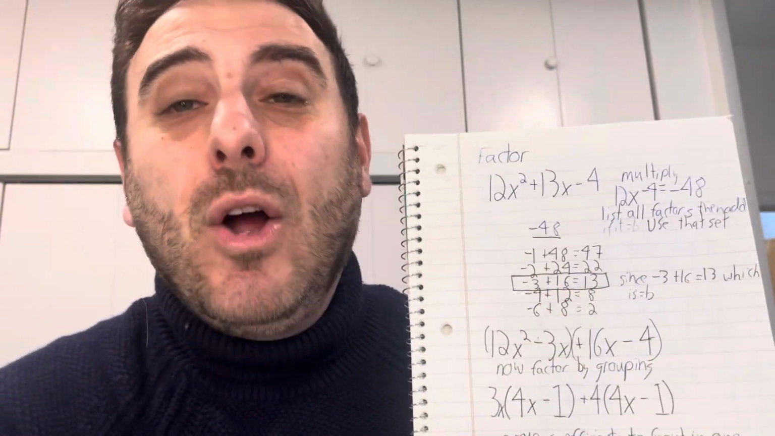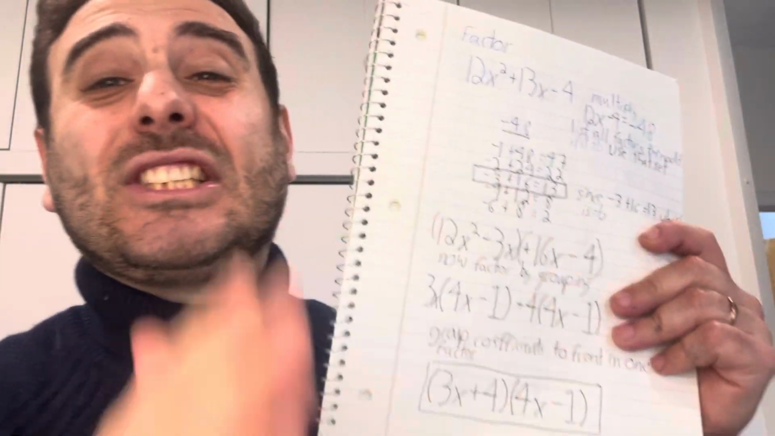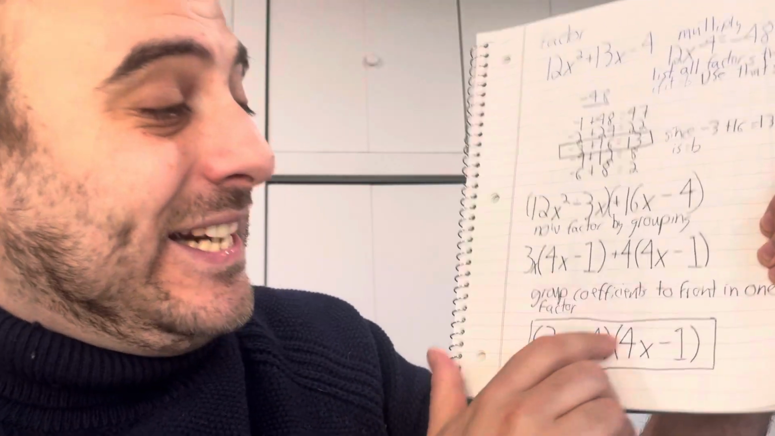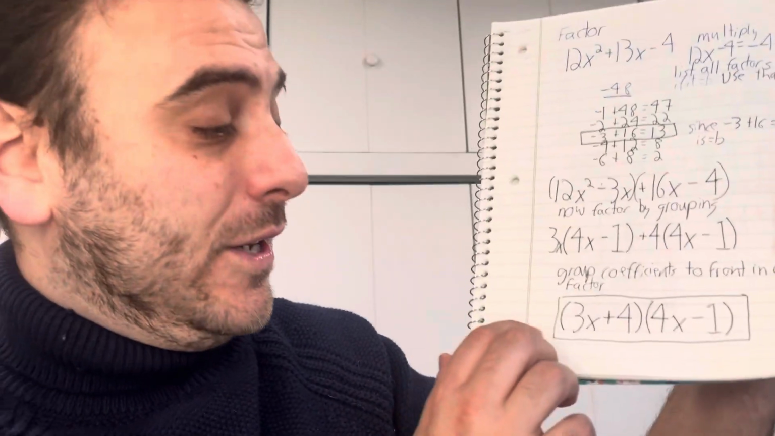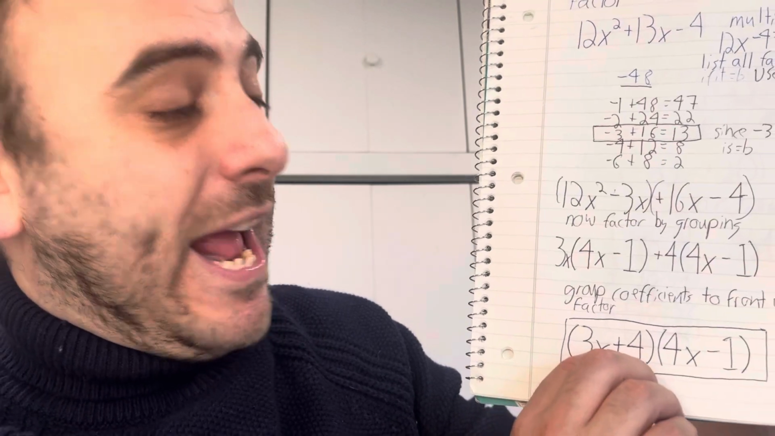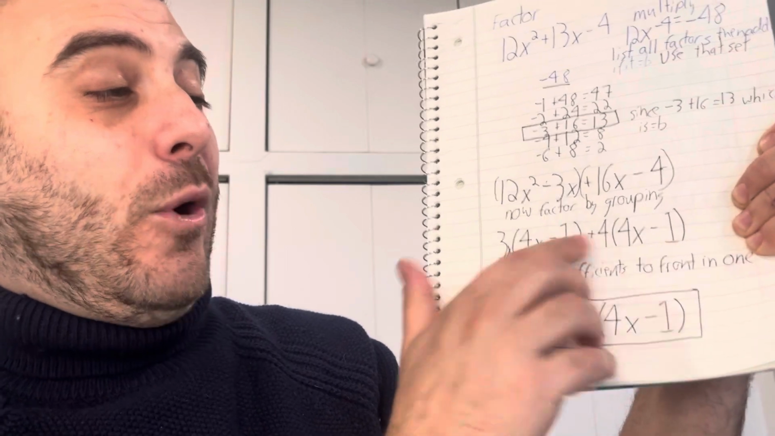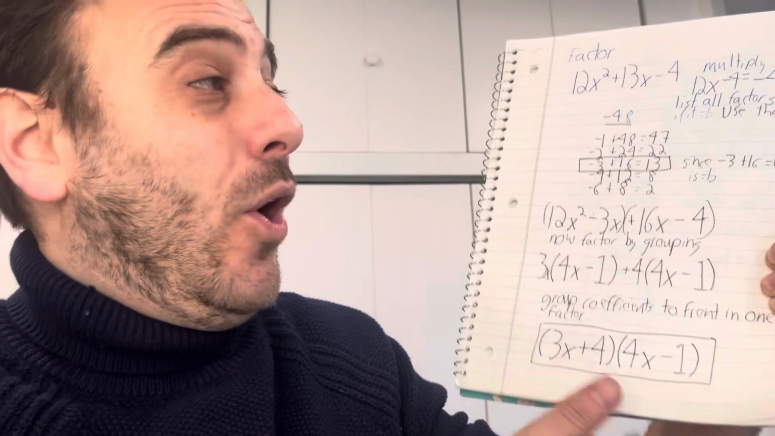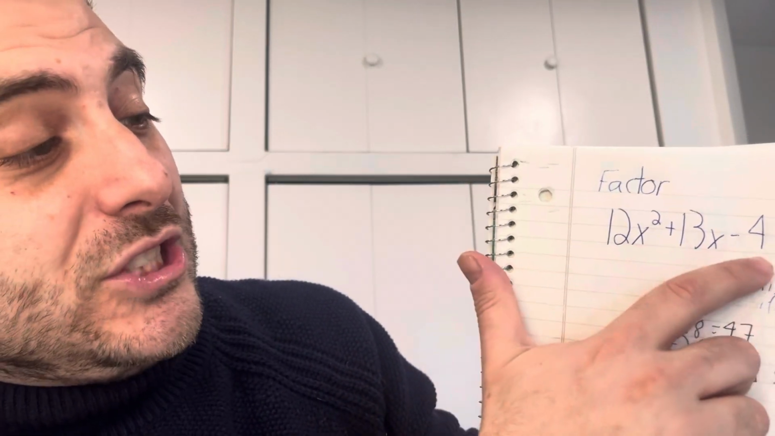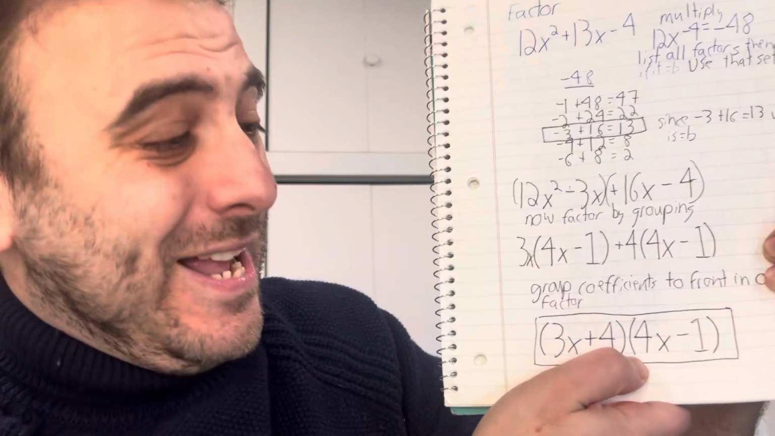That's the same. We can group the two coefficients into one parentheses and just keep that 4x minus 1 in the second. So our coefficients are 3x and positive 4. So our parenthesis is 3x plus 4, and the term that was in both, 4x minus 1. So our originally factored 12x squared plus 13x minus 4 equals 3x plus 4 times 4x minus 1.